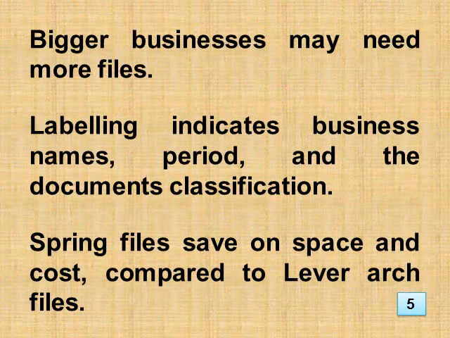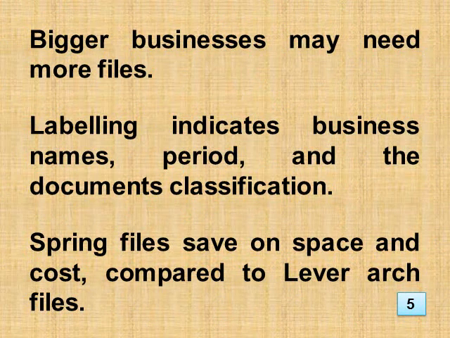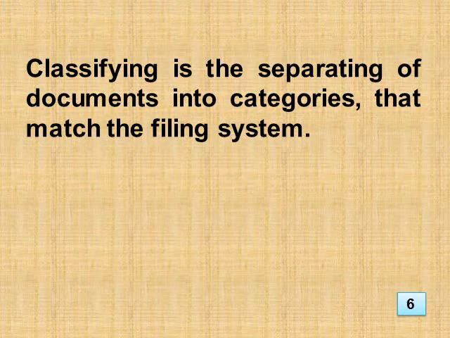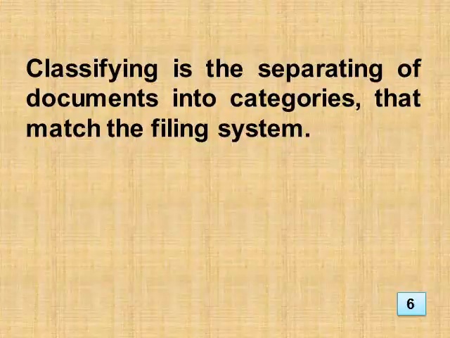Bigger businesses may need more files. Labeling indicates business names, period, and the document's classification. Spring files save on space and cost, compared to LibreArch files. Classifying is the separating of documents into categories that match the filing system.